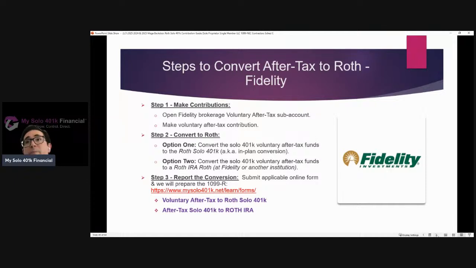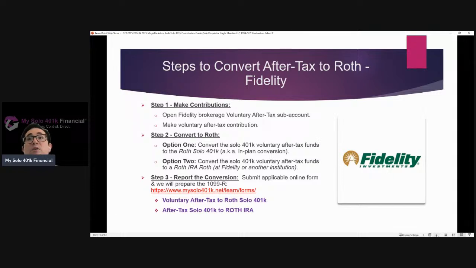So the most popular brokerage option amongst our client base is Fidelity. So the procedure would be to open up a Fidelity brokerage account for voluntary after-tax funds, and we're very hands-on in helping our customers do that, make the voluntary after-tax contribution, and then convert those funds either to a Roth solo 401k, so an in-plan conversion, or out of the plan to a Roth IRA, such as a Roth IRA at Fidelity. And then finally, customers need to let us know about that transfer from the after-tax to the Roth.